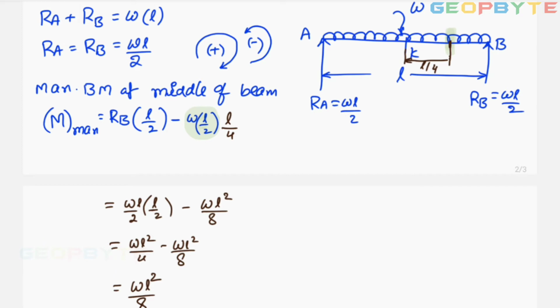Remember, if a simply supported beam is subjected to a UDL over its entire length, then maximum bending moment is occurring at the middle with a magnitude WL square by 8. From the next problem onwards, straight away we can take this value. Now let us write that point.